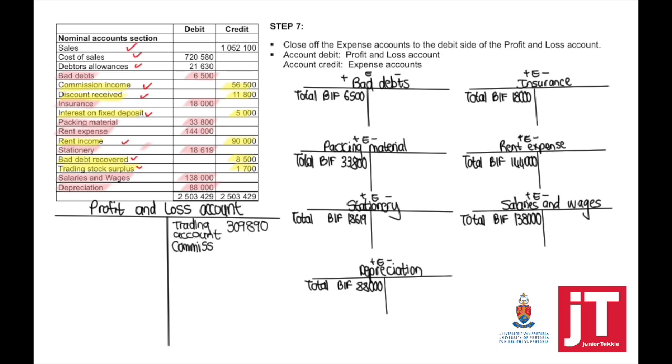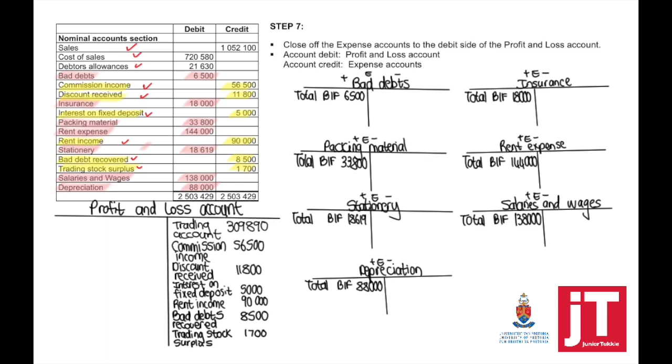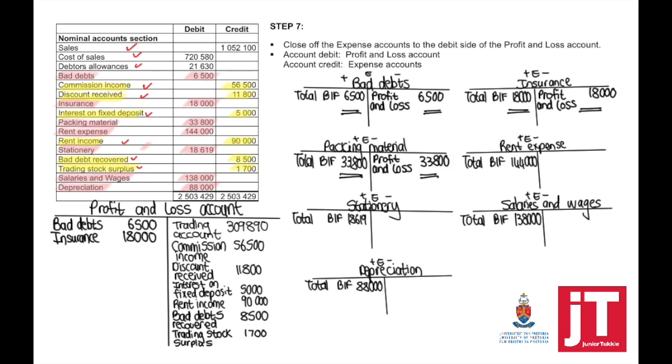In my profit and loss account, we have already done all our income. So to close off the expense accounts, it means that bad debts will be credited, account debited, profit and loss account. Insurance is credited, account debited, profit and loss account. Packing material is credited, account debited, profit and loss account. Rent expense is credited, account debited, profit and loss account.